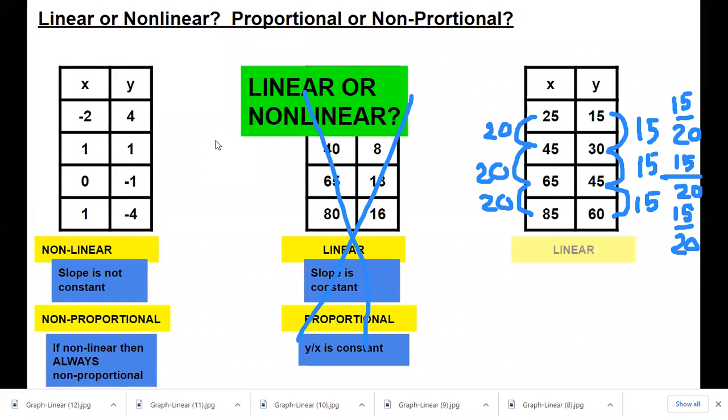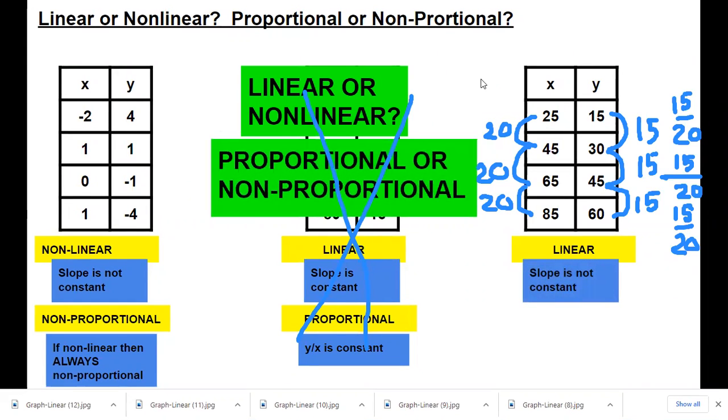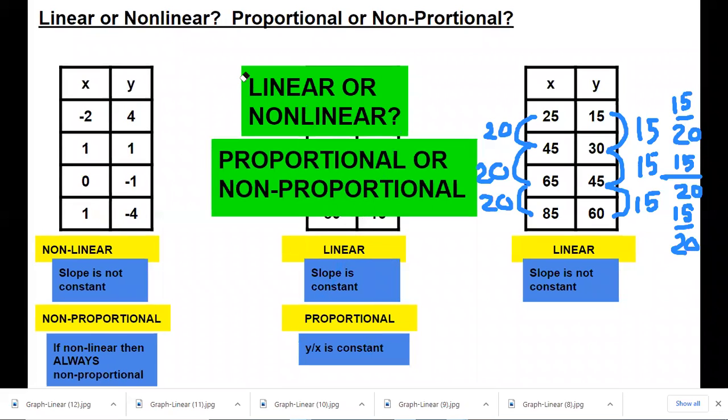So yes, it's linear. Now we have to check to see if it is proportional or not. So again, when we check proportionality, slope was constant. Now is it proportional or non-proportional? Well, now we're checking for, let me just erase this x here. Okay, now we can say y divided by x.